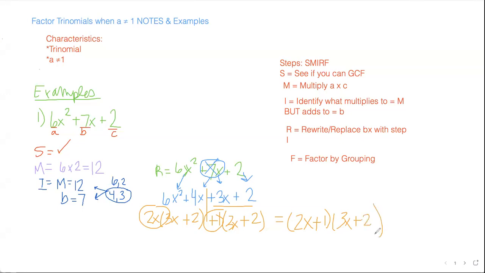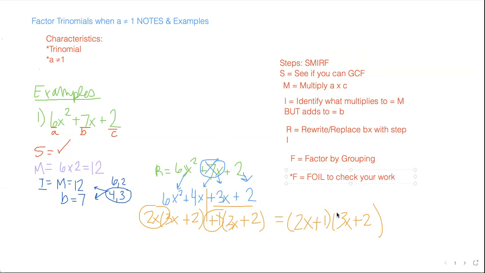Now, there is a final F step if you're interested. The final F step, which is optional, is you can FOIL to check your work. So if I were to FOIL this back out, 2x times 3x gives me my 6x squared, 2x times 2 is 4x, plus 3x gives me my 7x. And then 1 times 2 is 2. And so this is the correct answer because I know that if I were to FOIL this, I would get my original answer.